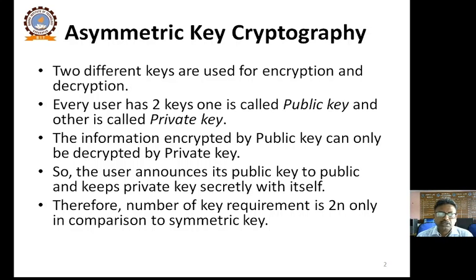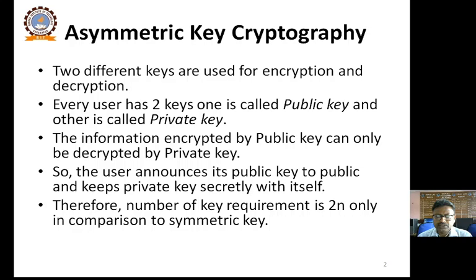Let's see how it works. Suppose A and B are two users, and A wants to send a secret message to B. So what will A do? A will use the public key of B to encrypt the message, and whenever this encrypted message is received by B, B will use its private key to decrypt it. Similarly, whenever B wants to communicate with A, B will use the public key of A to encrypt the message, and A will use its private key to decrypt it. In this way, asymmetric cryptography works, in which two keys are used, the public key and the private key.